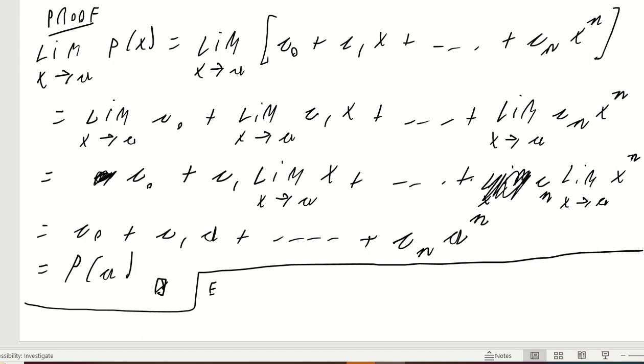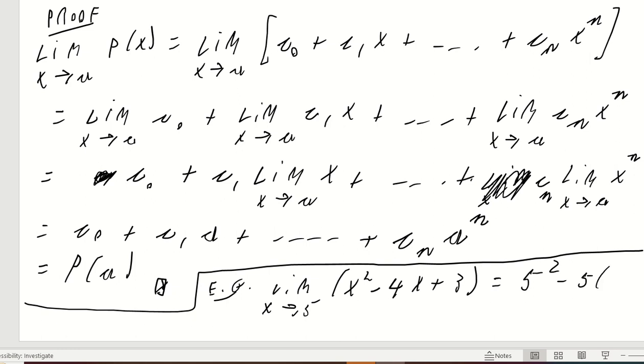So we'll do a quick example. The limit as x approaches a constant, in this case 5, of the simple polynomial x squared minus 4x plus 3. So just sub in 5, evaluate the polynomial at x equals 5. So it's equal to 5 squared minus 5 times 4 plus 3, and if you figure that out, it's going to be 8.